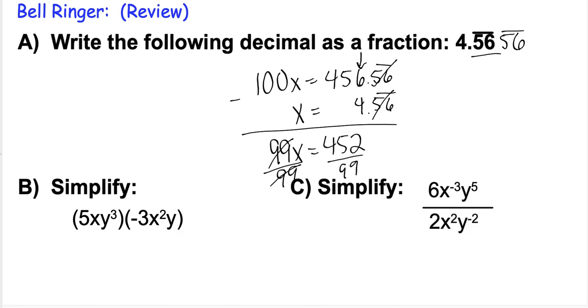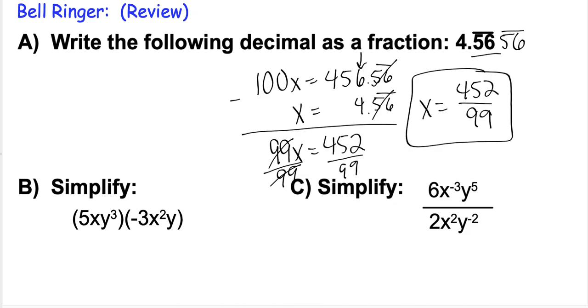So 99 goes away, and we have x equals 452 over 99. And you can't actually reduce that. Try taking a 3 out, it doesn't work, and it won't reduce. Okay? If you use the fraction to decimal button in your calculator, you'll see that that is our answer.